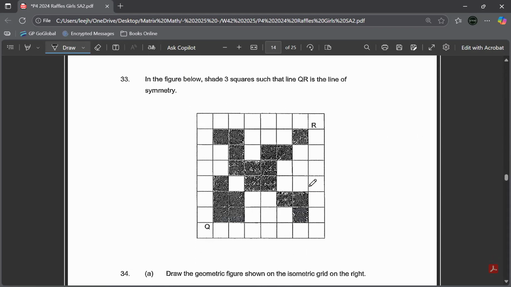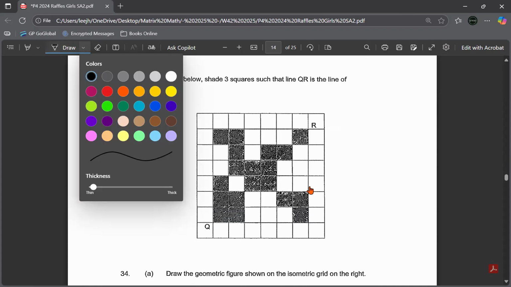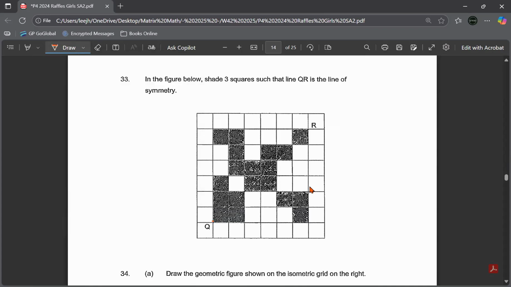Question 33, symmetry. Okay, so there's this line of symmetry, which is QR. If you cannot see, I highlight somewhere like that, QR. Okay, so I want to shade 3 squares such that QR is the line of symmetry. So if you take a look, always observe. So you look at this line of symmetry, you can see these two are balanced, so are these two. But here, you don't have. So shade one of the squares here.